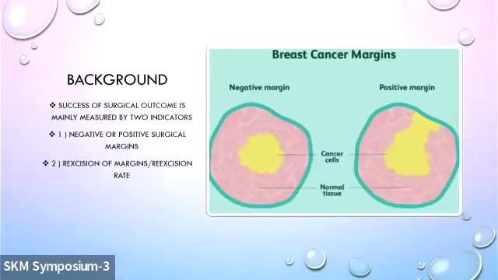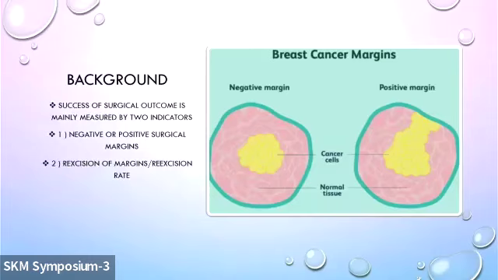Success of surgical outcome is mainly measured by two indicators: negative or positive surgical margins, or re-excision rate. So just to clarify what it means when we say margins are involved or not, this diagram simply explains this concept. This is a surgical specimen. These are the margins of the specimen, and we can see this is the cancer.